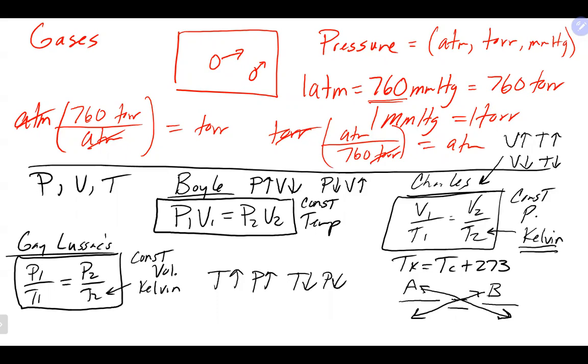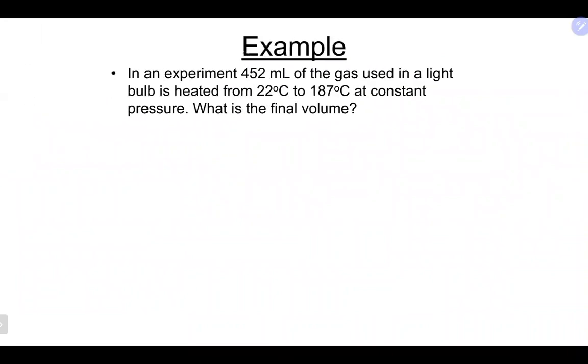All right, so why don't we try one here? I think where we left off. In an experiment, 452 milliliters of a gas is used for a light bulb. It goes from 22 degrees Celsius to 187. What is the final volume here?